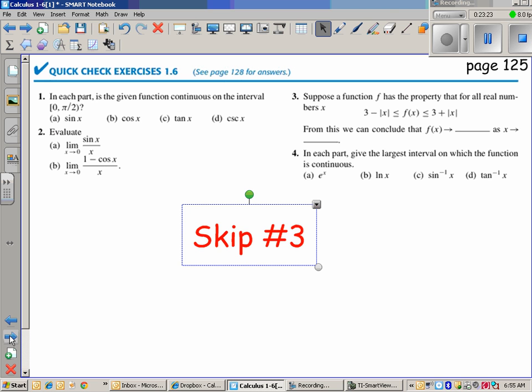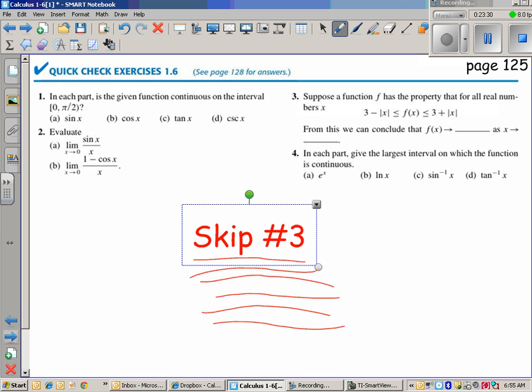Okay, here are your quick check exercises. Keep in mind there's a big red center note right here. Skip number 3, skip number 3, skip number 3. Again, if you can't read, these are on page 125. I'm hoping that you're printing the notes so you have this in front of you as a hard copy. You're not writing it by hand, but if you are, you can go to page 125 to copy these questions down. The second thing I need to point out, the answers are on page 128.